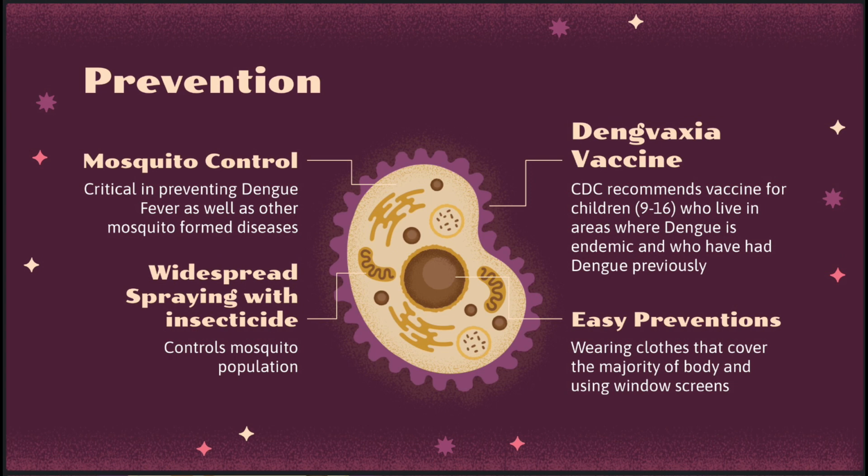In terms of preventing dengue fever, there are simple and more complex ways to do so. A simple way includes mosquito control, which is critical in preventing dengue fever as well as the other mosquito-borne diseases. Another simple way is widespread spraying with insecticide, which obviously controls the mosquito population. And another way is the Dengvaxia vaccine, which I've already mentioned. The CDC recommends the vaccine for children 9 through 16 who live in areas where dengue is endemic and who have had dengue previously. Now, some easy preventions that you can adapt to your everyday life are wearing clothes that can cover the majority of the body and using window screens.